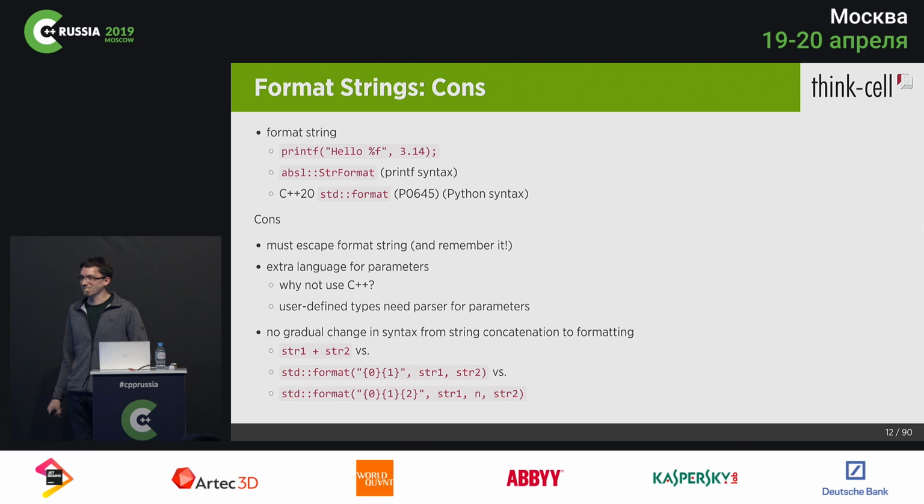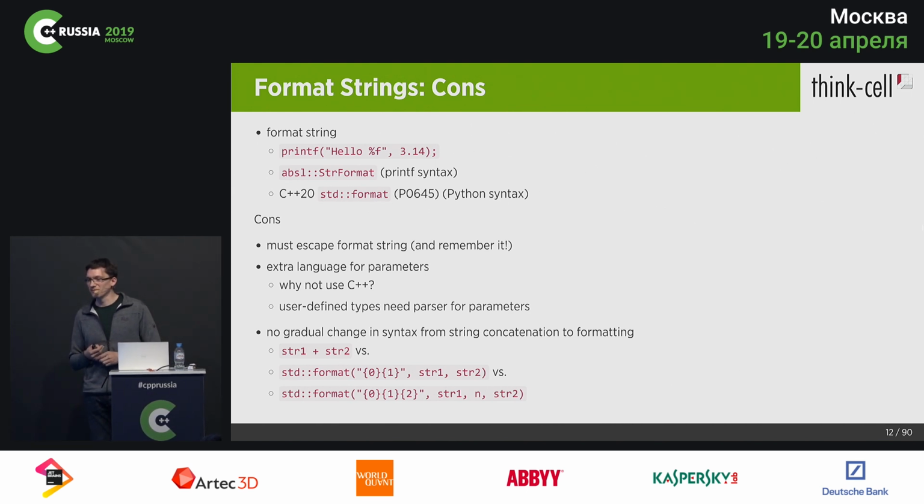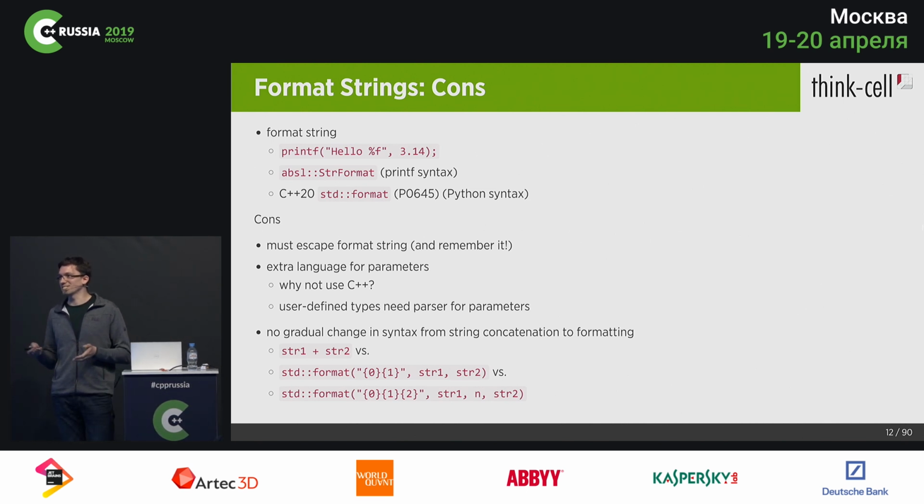And then you have no gradual change when going from string concatenation to formatting. If you want to concatenate two strings, you probably wouldn't use a format string to do that. You can just concatenate two strings. And if you want a number in the middle, then what you end up with is a format string that looks completely different, or you somehow have to take it apart and factor it out into a temporary solution that creates the number and then appends it to the string or something like that.